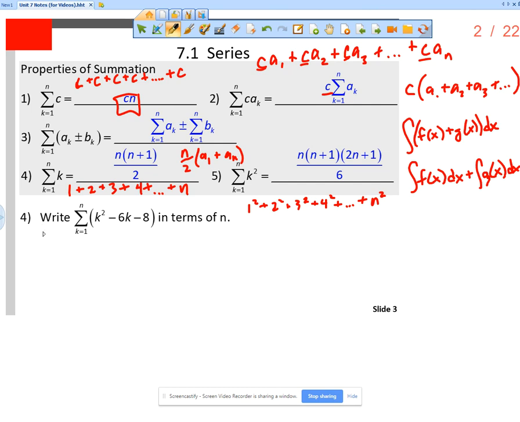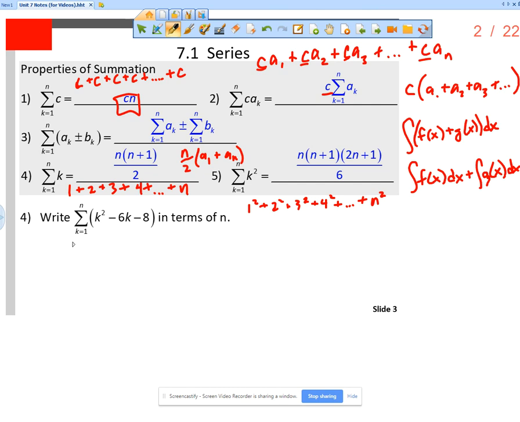All right, so number 4. Write the sum from k equals 1 to n of k squared minus 6k minus 8 in terms of n, meaning not as a sigma notation anymore, but in terms of the number of terms, right? So if I put 5 in, then I could just plug 5 into my formula.